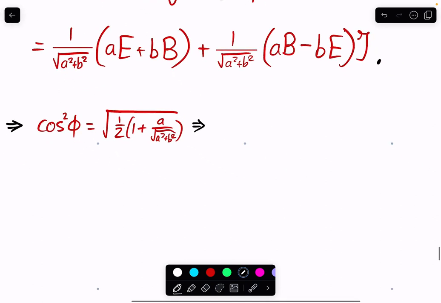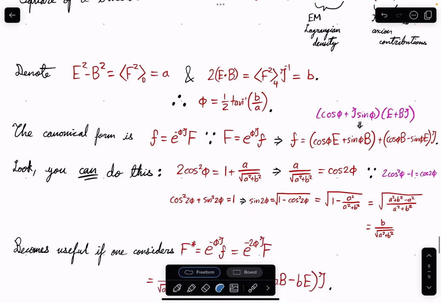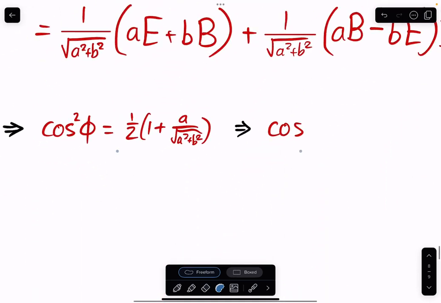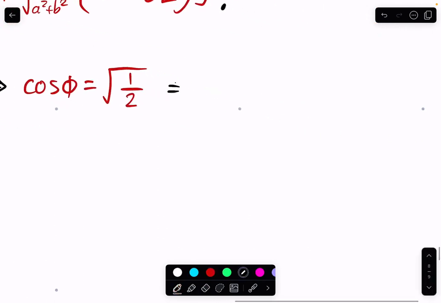implies that this gives cosine, or actually, wait, hang on. It should be this. Yeah, it should be that. Implies that cosine of phi, if a is equal to 0 here, then this is 0. So then you just have cosine phi equal to 1 over the square root of 2, which only happens when phi is equal to pi over 4.